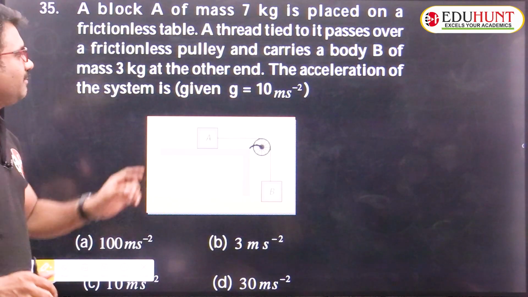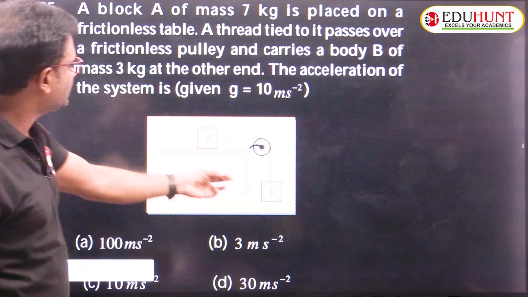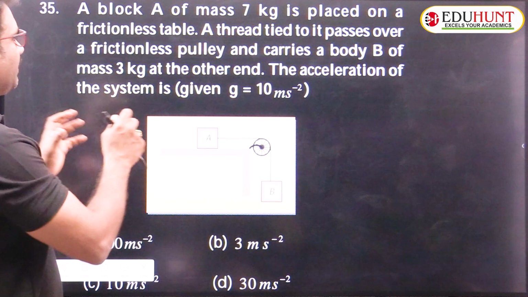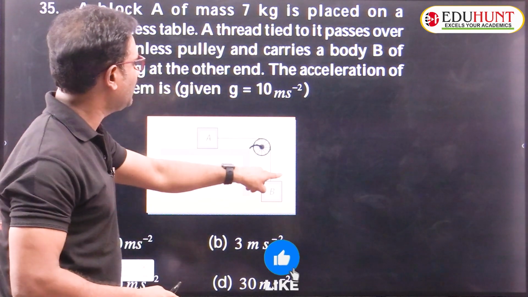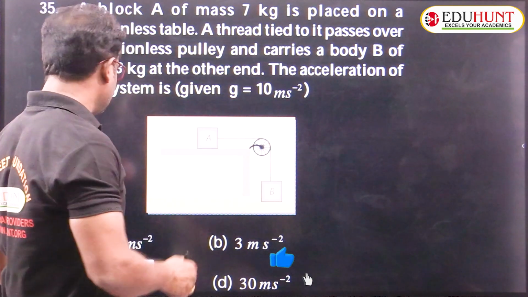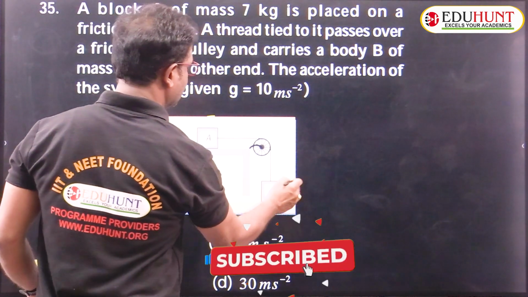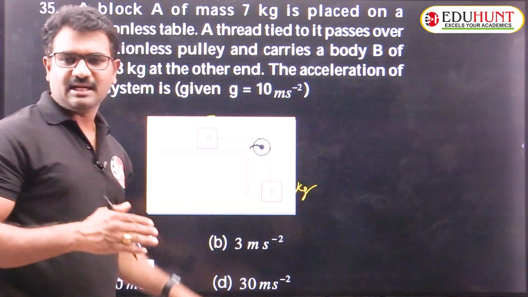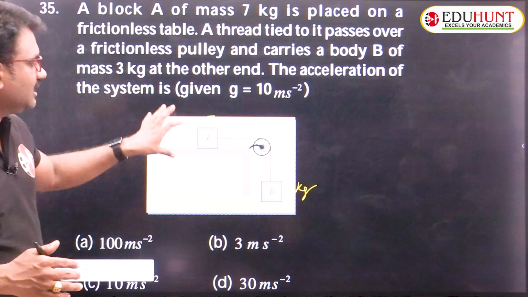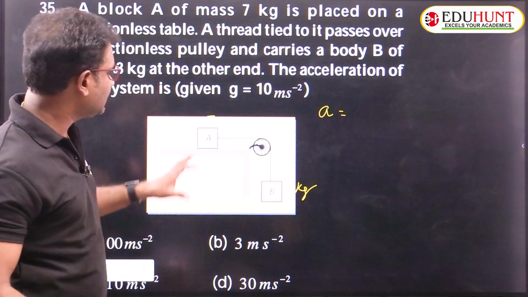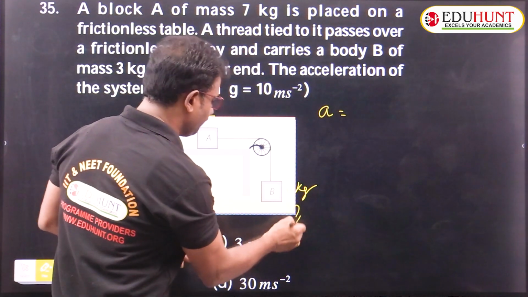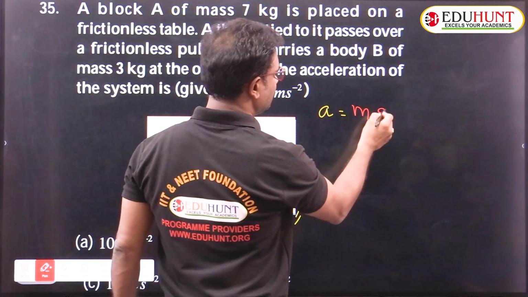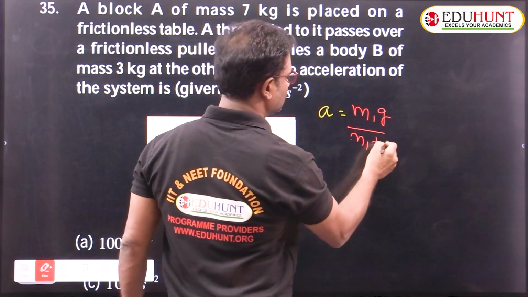A block A of mass 7 kg is placed on a frictionless table. A thread tied to it passes through a frictionless pulley and carries a body B of mass 3 kg. Means this is 7 kg and this is 3 kg. The acceleration of the system is what he is asking. We have already derived the acceleration and tension in such a case. The formula for the acceleration a, if its mass is m1 and the other is m2, is m1 g by m1 plus m2.